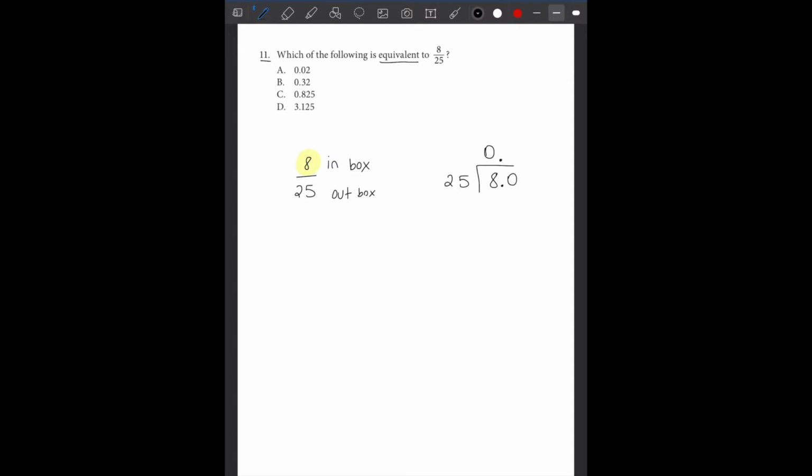So how many times does 25 go into 80? We can think of this as quarters. 25, 50, 75, $1. So our best answer would be 3, which we would get 75. We would have a remainder of 5. We would continue to go, add a 0 there, bring that down. Now 50, 25, 50, 2. 2 times 25, 50. You get a remainder of 0. So our answer that we got is 0.32, and that would be option B for number 11, 0.32.